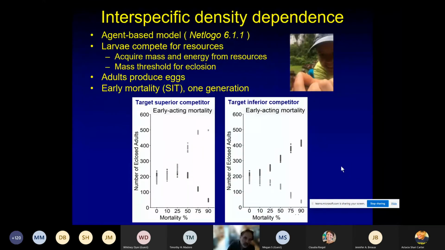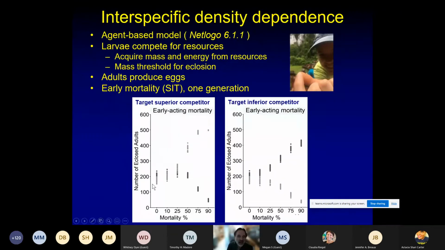What might happen with imposing species-specific mortality on competing populations of these two species? This is work done with individual-based modeling by my student, Kate Evans, where she built an agent-based model that had larvae competing for food in the aquatic environment, growing, developing, and maturing, and then coming out as adults and laying eggs. And then in the model, mortality early in the larval life, as might be imposed by sterile insect technique, was implemented at varying levels, ranging from 0 on up to 90% of the eggs failing to hatch.